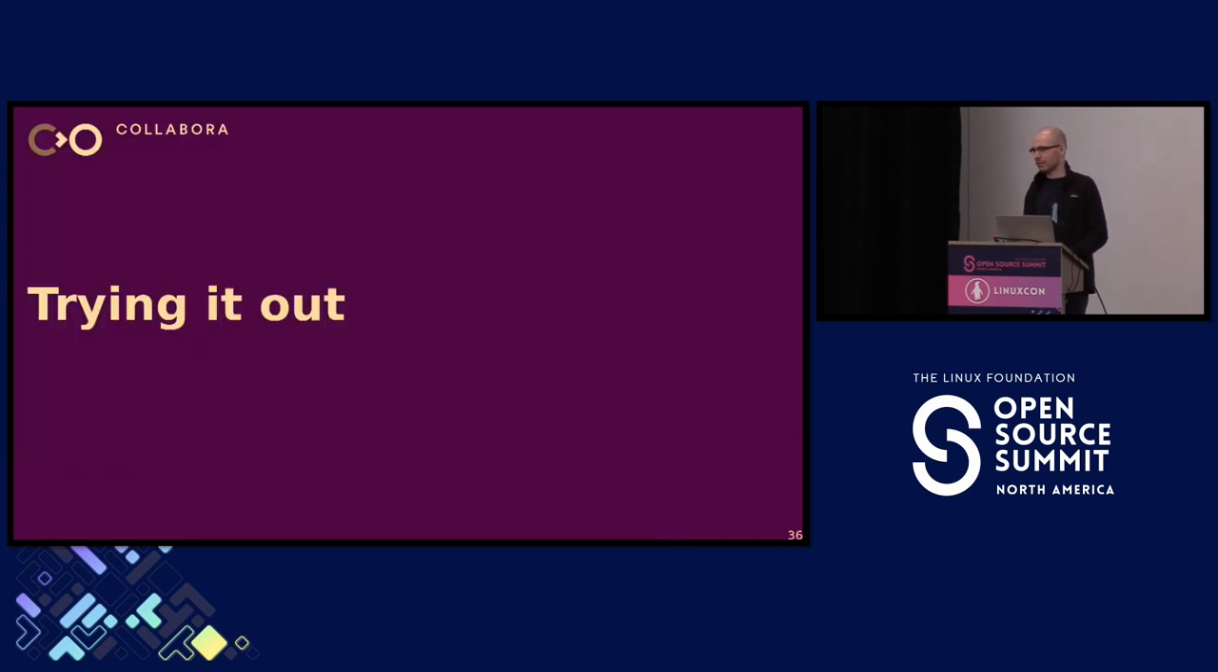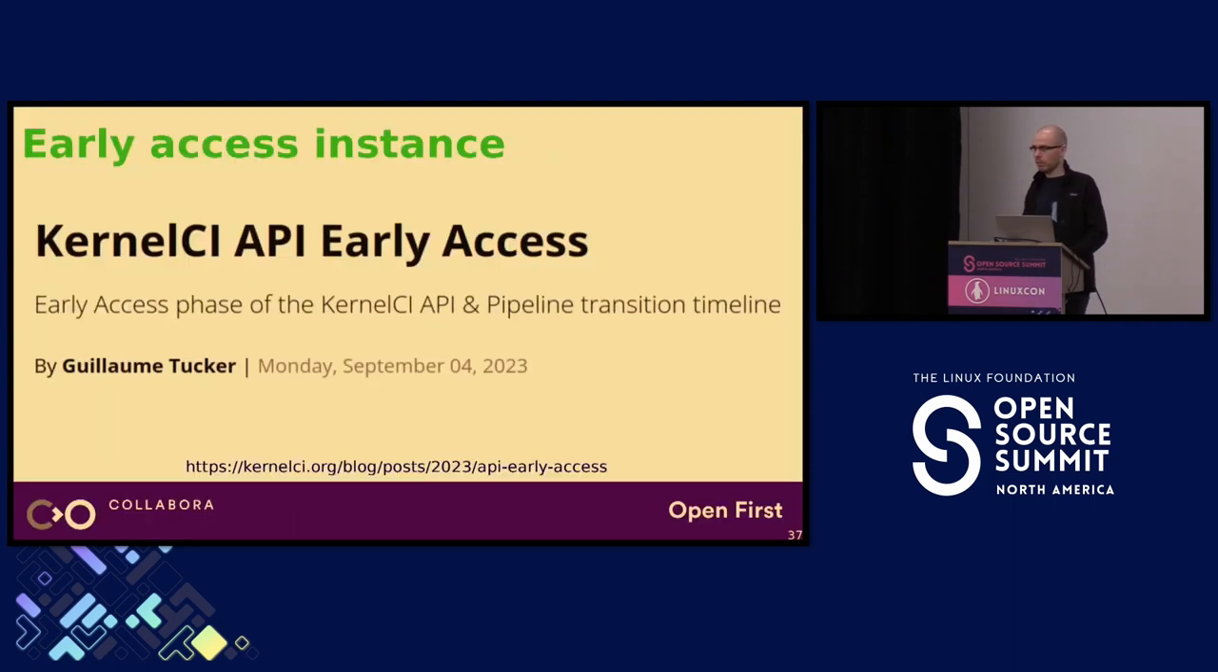If you now feel a bit encouraged to try it out on your own, you've got several options, varying from the managed service through manual steps up to semi-automatic ways for trying it out. Starting with a managed service, in September last year, an early access instance of the new KernelCI system was made generally available. If you'd like to learn more about it, have a look at the blog post published with all the details that will lead you to get access to this early access instance.